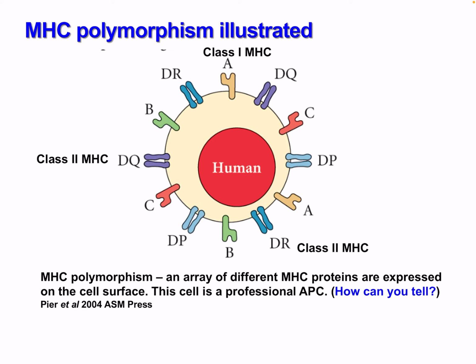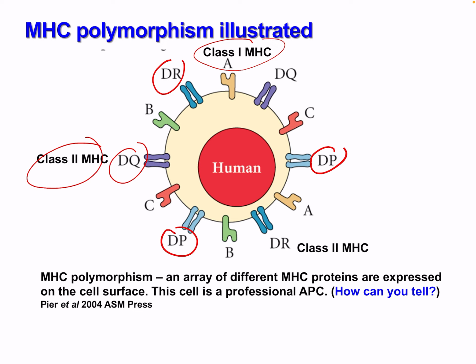Again, we have our class 1 MHCs and our class 2. And remember, we had our DQ, DR, and DP, and these are all expressed in multiple variations. As we said, we also have our HLA. Remember, these all start with HLA, and our class 2s are in the D, and the class 1s use A, B, and C.